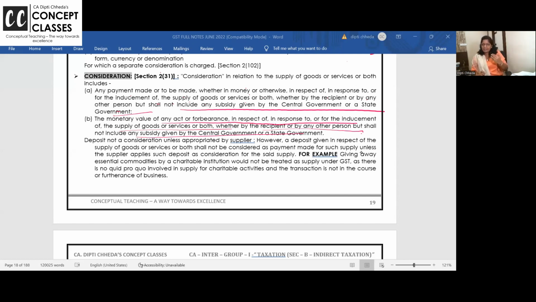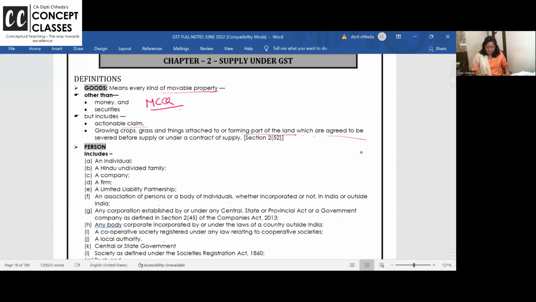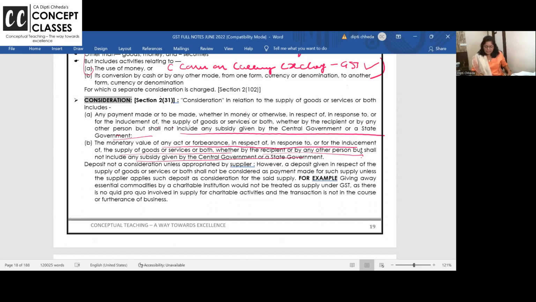Yes, ये भी आगे आएगा. Right now we are in the definition of consideration. But if you see the definition of supply only, they have given. अच्छा, supply का definition अभी हमने नहीं किया ना. Supply के definition में आएगा कि it has to be for consideration.